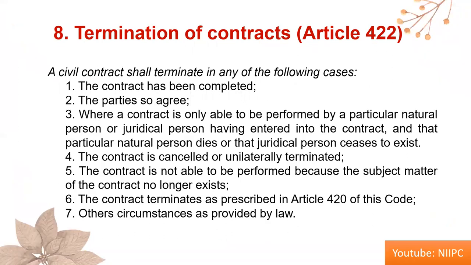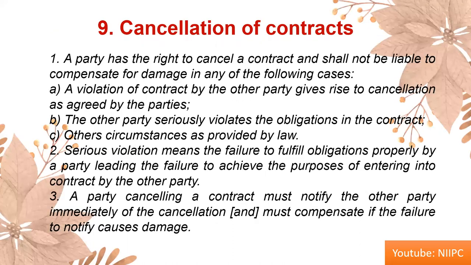termination of contract. Article 422 states that a civil contract shall terminate in any of the following cases. First, the contract has been completed. Second, the parties agree. Third, when a contract is only able to be performed by a particular natural person or legal person having entered into the contract, and that particular natural person dies or that legal person ceases to exist. The contract is canceled or unilaterally terminated. And 567. Pay attention, we have some other circumstances provided by law.